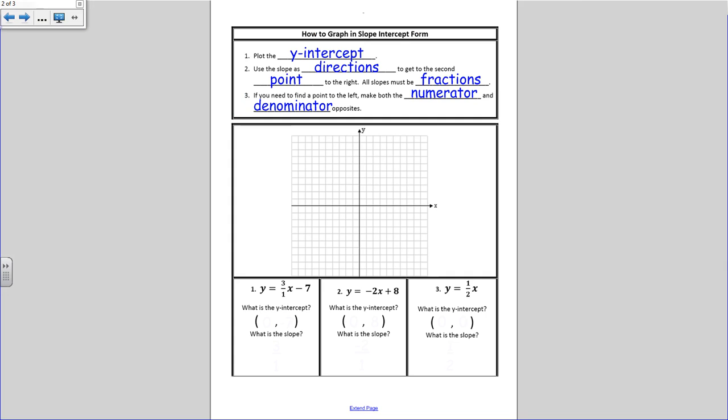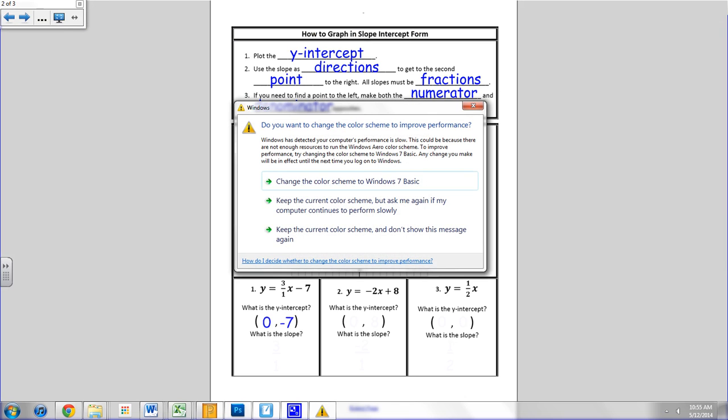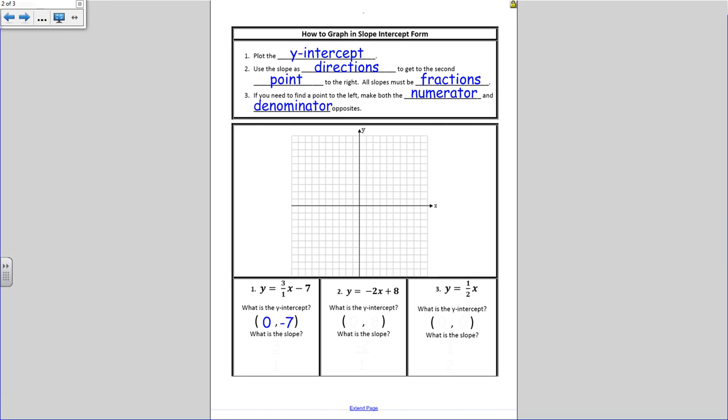Close that. All right. So let's look at these three equations that are given to us. y equals 3 over 1x minus 7. My y-intercept is (0, -7). My slope is 3 over 1. They gave us a rise and a run in this case. It was nice and easy.